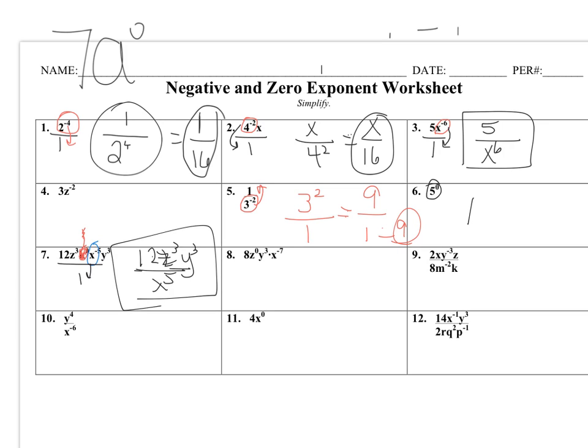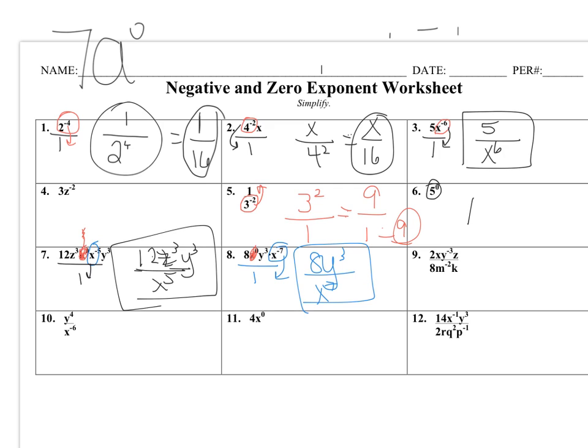What's the first thing you notice about number 8? I have a 0 exponent. Anything to the 0 exponent equals? 1. What's the next thing you notice in this problem? I have a negative exponent. That negative exponent turns my problem into a fraction. I'm going to bring it down. So I have 8y cubed over x to the 7th power.